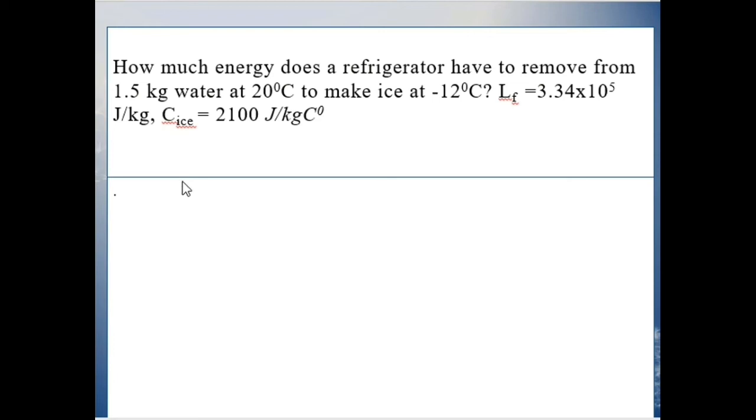Okay, so let's say we have the graph here. The problem is how much energy does it have to remove? So from 20 degrees Celsius, it will decrease its temperature, and then it will freeze at 0 degrees Celsius. And then it will decrease its temperature up to negative 12. Okay, so there is the graph. Now let's write down the equations.